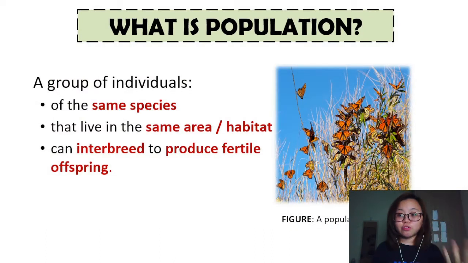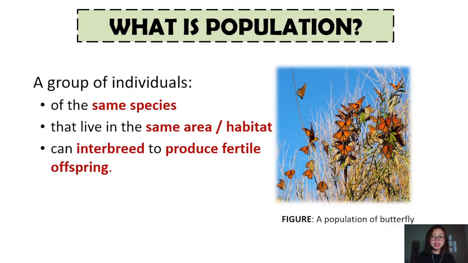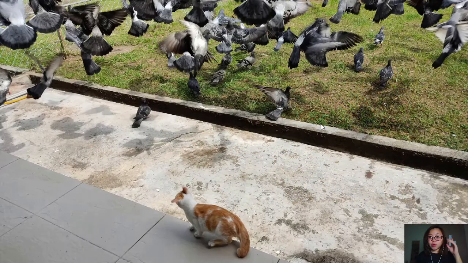And if we want to define population, population can be defined as a group of individuals of the same species, live in the same area or habitat, and they can interbreed to produce fertile offspring. Going back to this picture for a second, you know that the pigeons are the same population, but this kitten is not part of that pigeon population. This kitten is part of cat population, although they live in the same habitat.